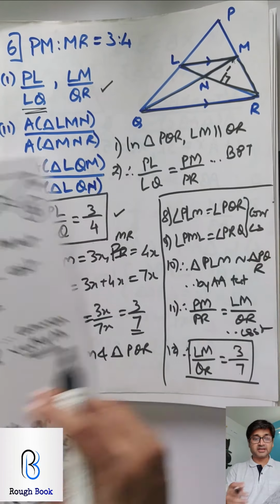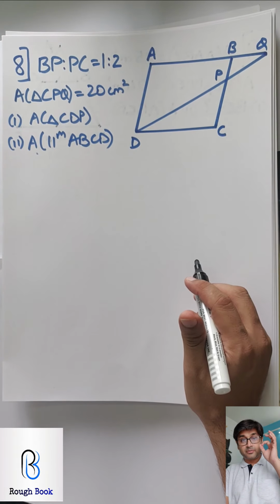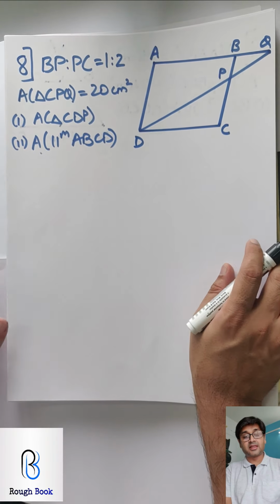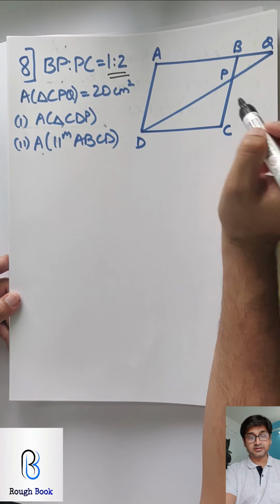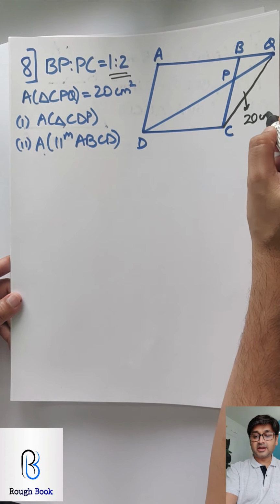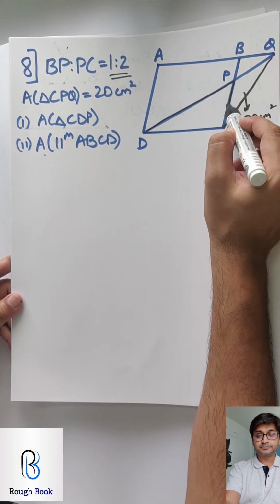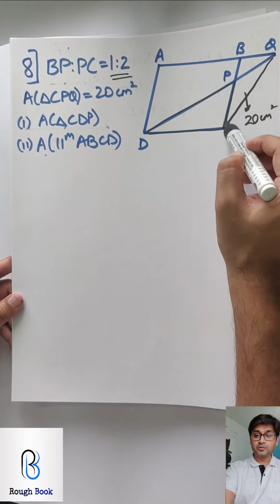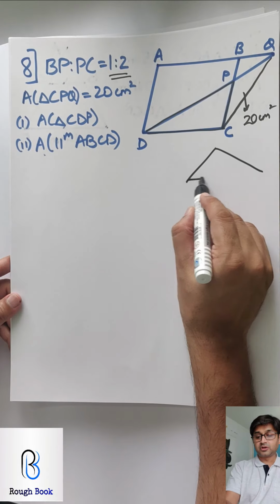This was your sum number 6. I want everyone to now try sum number 8. 8 is the best question in the entire exercise and one of my favorite. So please put a star beside it and then come back. BP ratio PC is 1:2. This is one part, this is two parts. CPQ, this is a triangle outside whose area is 20 centimeters square. Your target is to find the area of CDP first. So CDP is here. Now, if you carefully see, CDP and CQP both are mountains but in the reverse way. So if I straighten them, it will look like this.